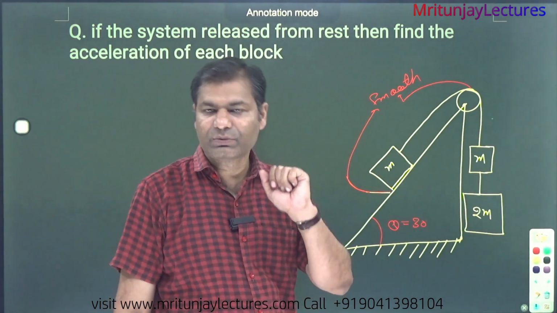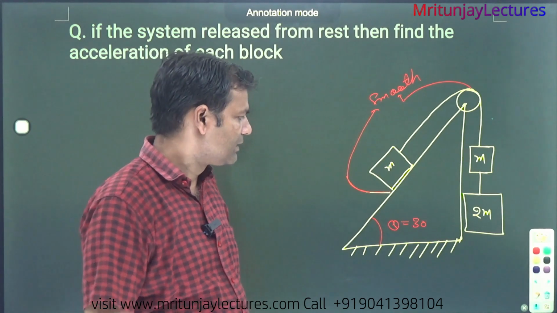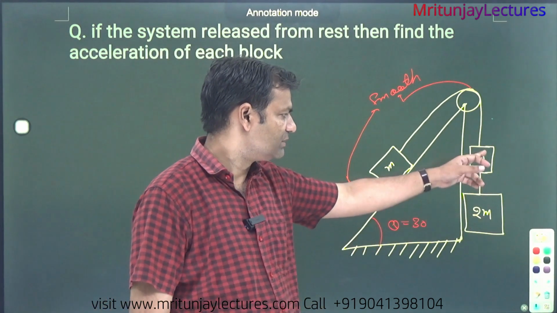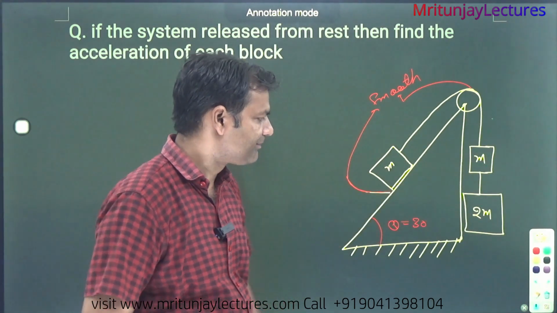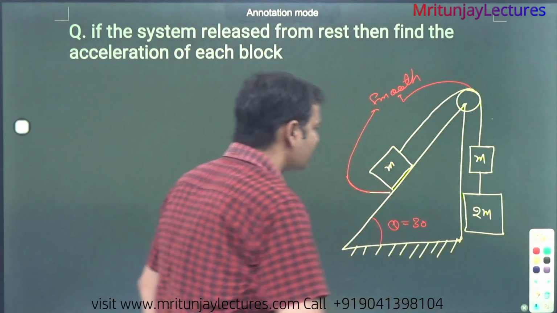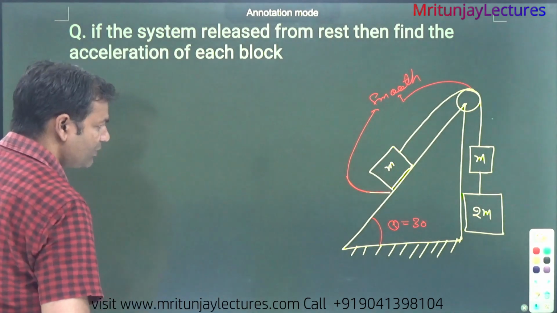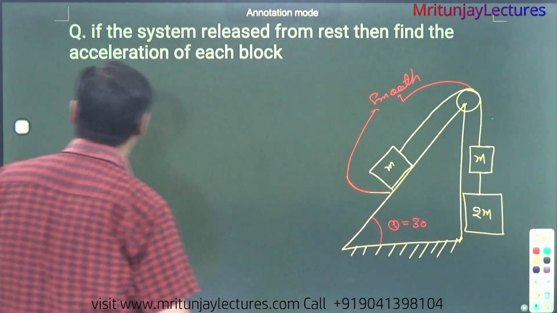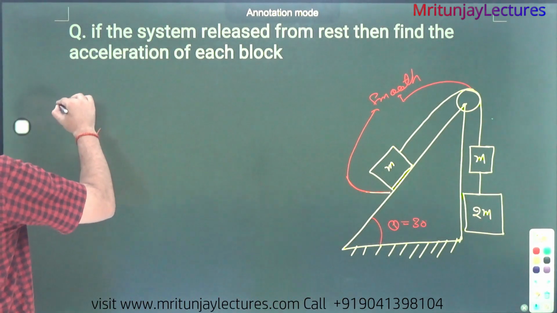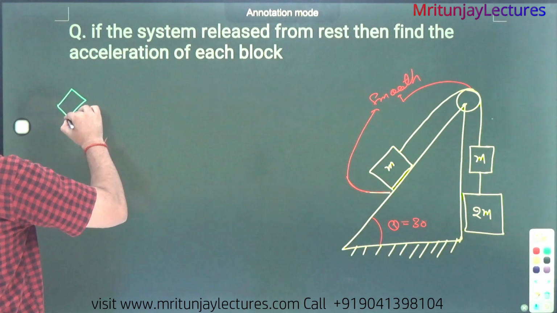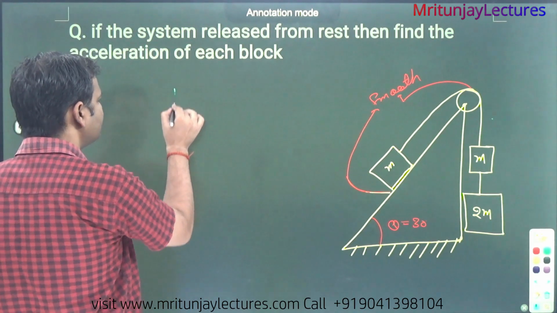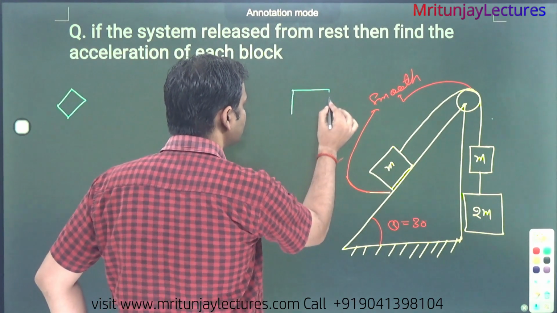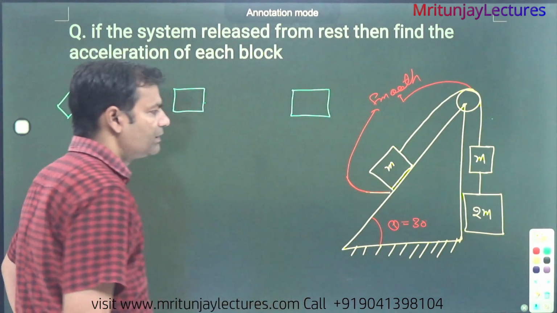Now, next we focus on the free body diagram of these three blocks: 1, 2M, M and M. So, how can we do it? First of all, the free body diagram of this mass and 2M. If this one is 2M, here M and here M. Clear?